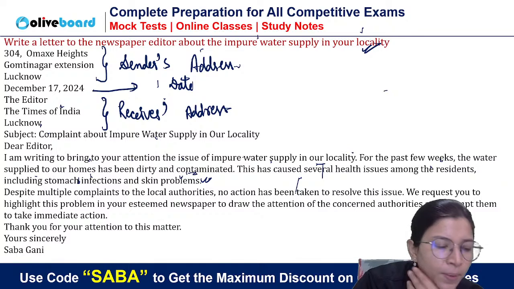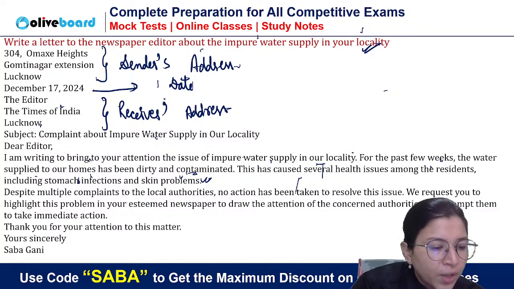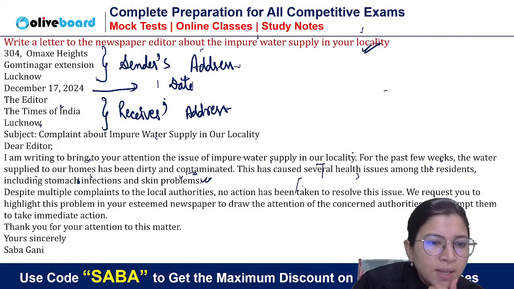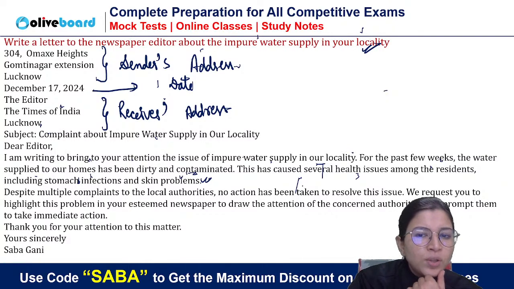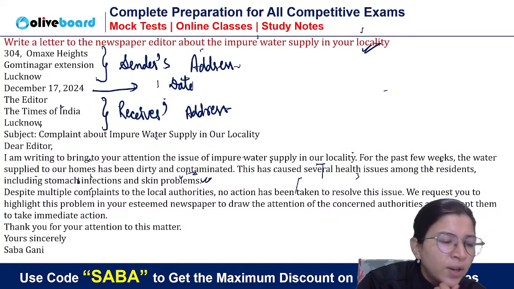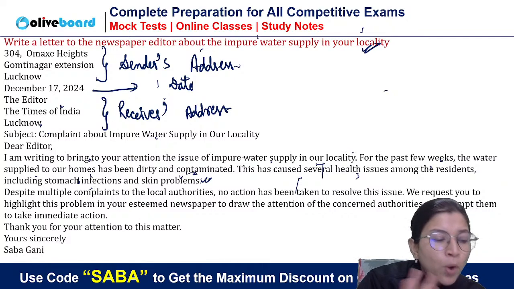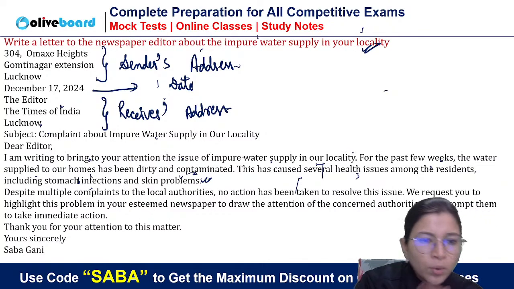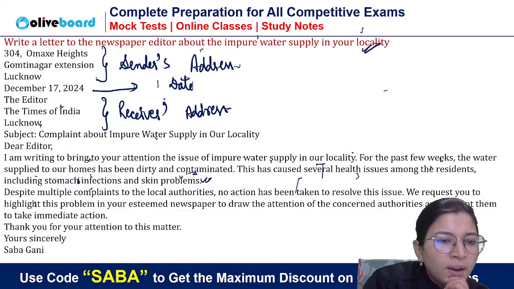So this has caused several, because what will be the issue? If you are getting dirty contaminated water, the biggest issue is health issues. So this has caused several health issues among residents, including stomach infection and skin problems. So what all problems we can experience because of contaminated water, that you have mentioned. And this is the next paragraph.